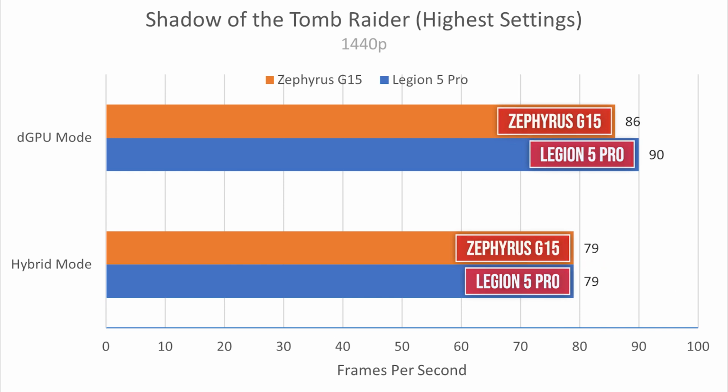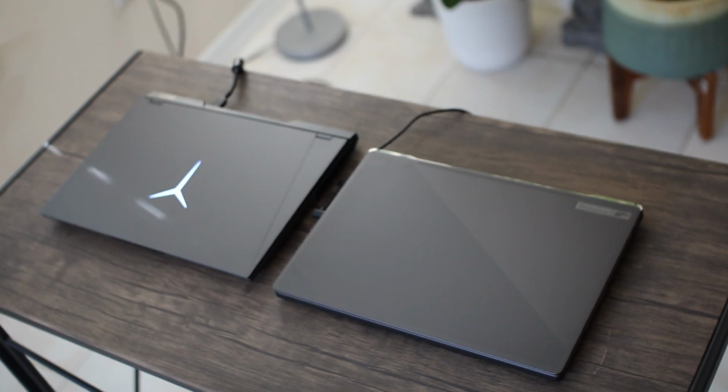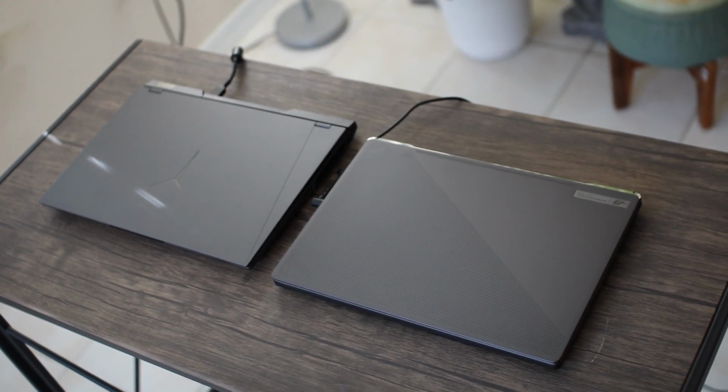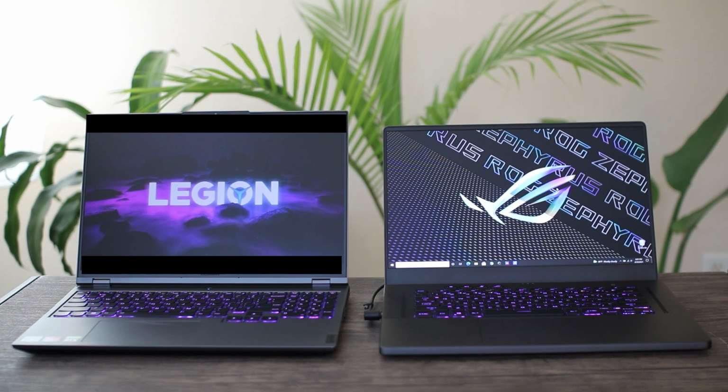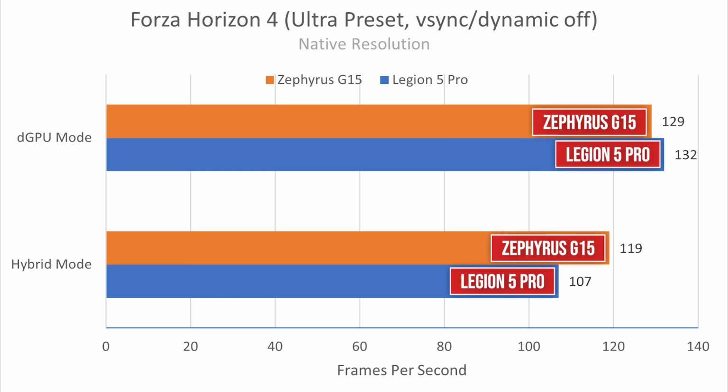And this is one of the few games where turning it down to 1440p actually gave a little boost in FPS. A lot of the times it would get worse when I would turn down the resolution on the Legion 5 Pro in games. Moving on to Forza Horizon 4, this is the Ultra preset, VSync off, dynamic off. The G15 is just barely behind the Legion 5 Pro here, just a few FPS, and it actually pulls ahead a good little bit in hybrid mode. G15 is actually getting 12 more FPS here in hybrid mode than the Legion 5 Pro.